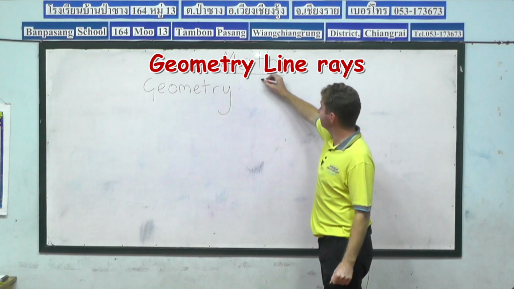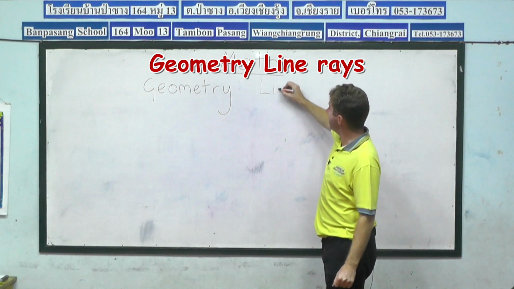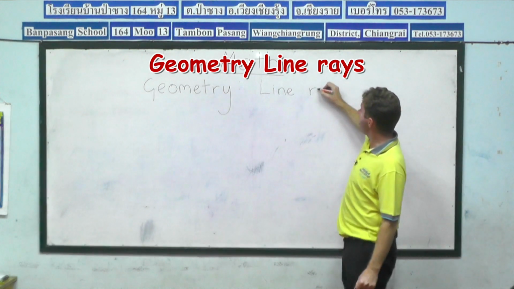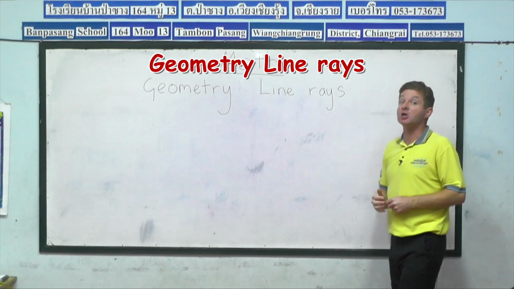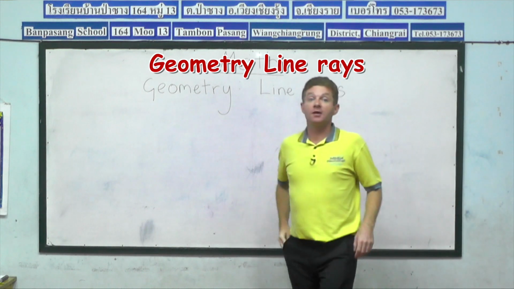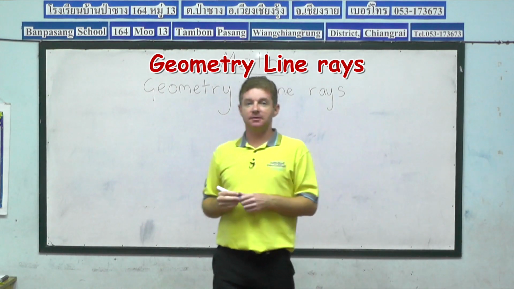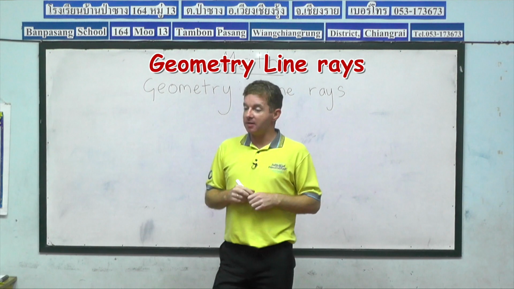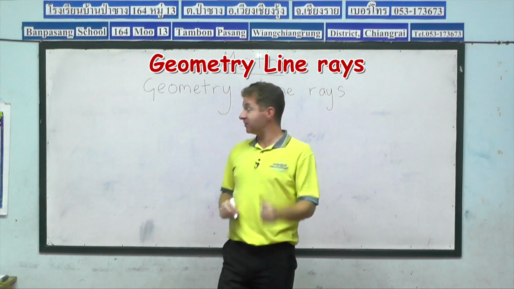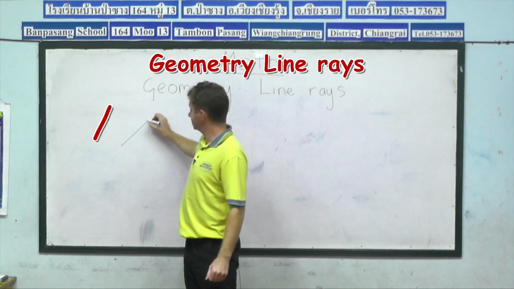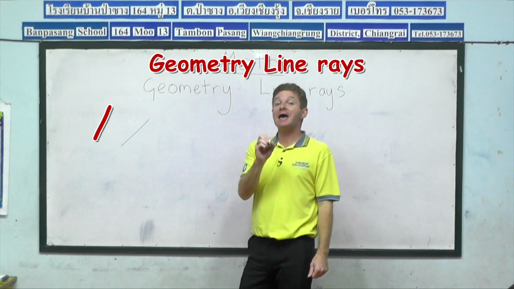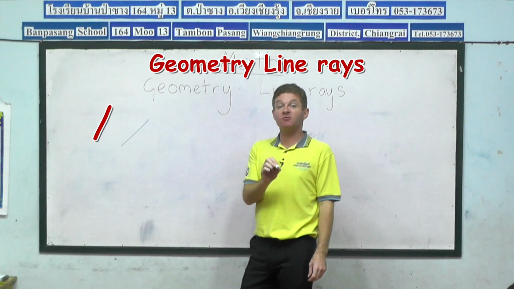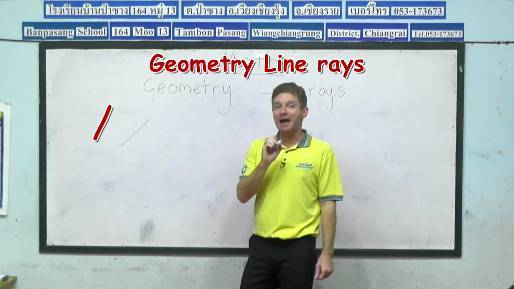And line rays is spelled L-I-N-E-R-A-Y-S. So all together, geometry, line rays. Yes. And remember, to create a line ray, the first thing we need is a line. And a line ray is a combination of points and arrows.